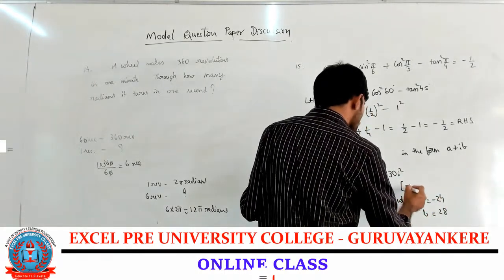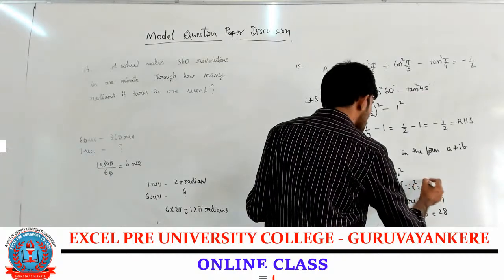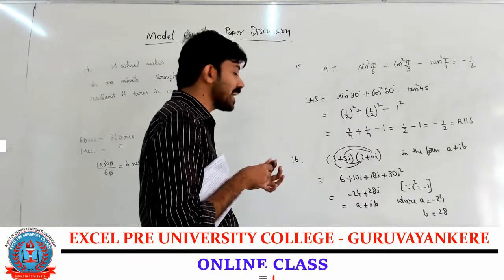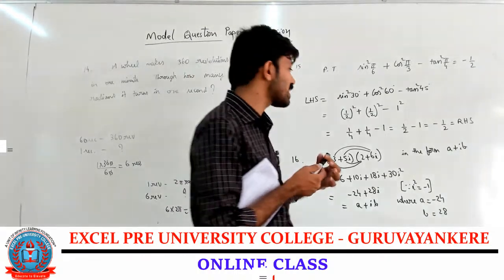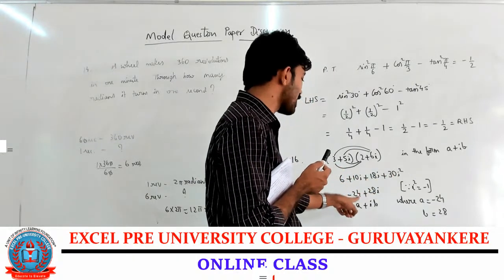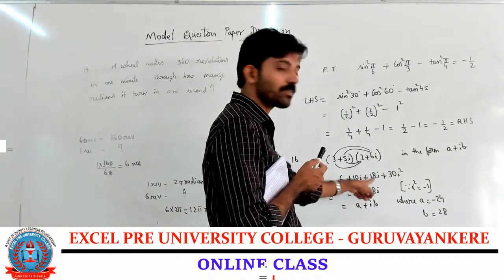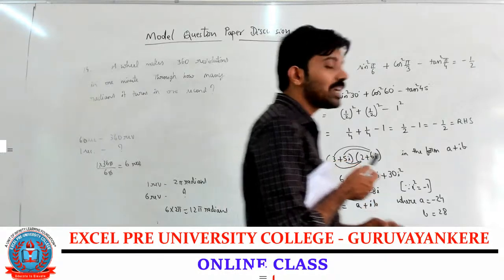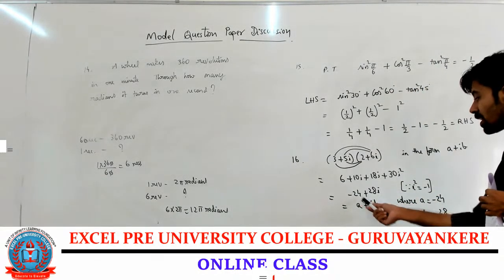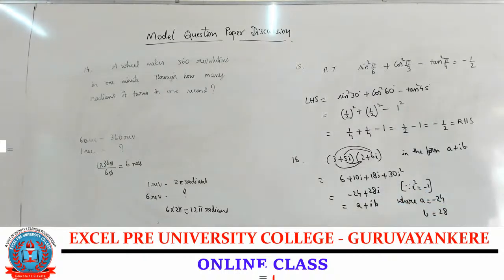I use the fact that i squared is equal to minus 1, so i is root of minus 1. 30 into minus 1 is minus 30. Minus 30 plus 6 is minus 24. Add these two like terms: 10i plus 18i is 28i. Compare with a plus ib. a is the real part, which is minus 24, and b is the imaginary part, which is 28. Write down all these things along with me. Write the questions and fill in the answers.